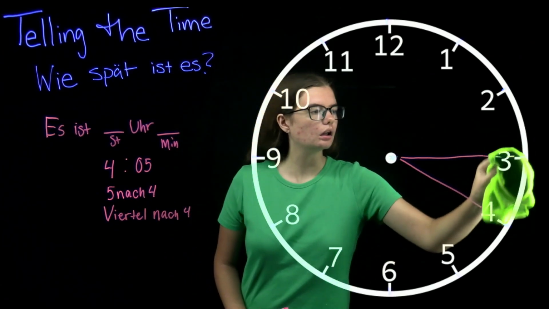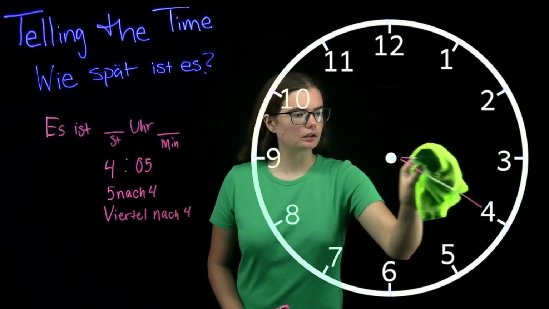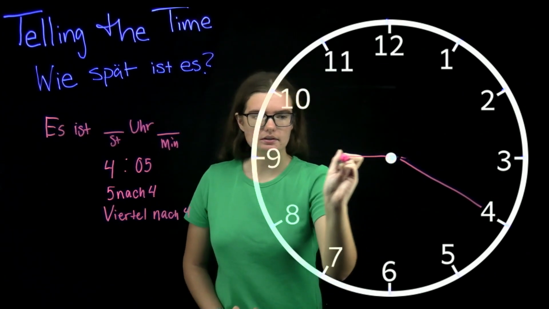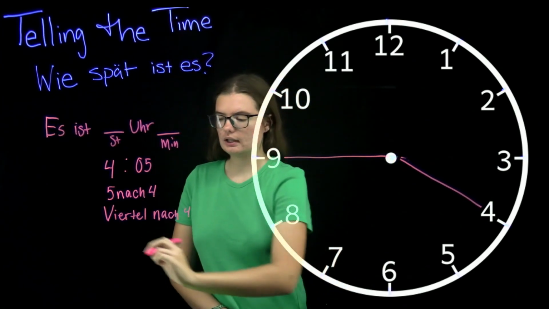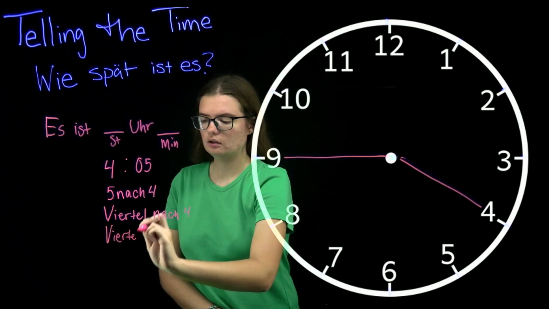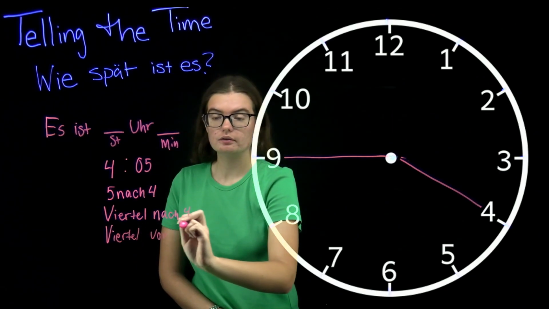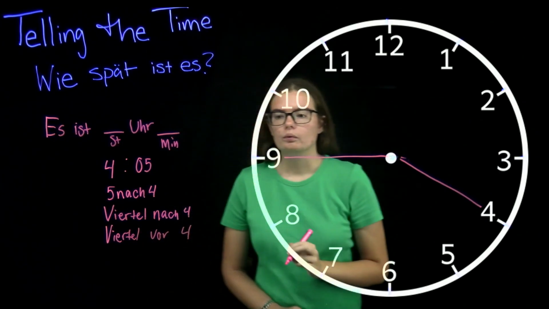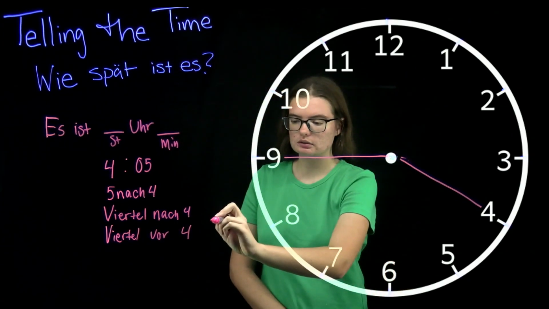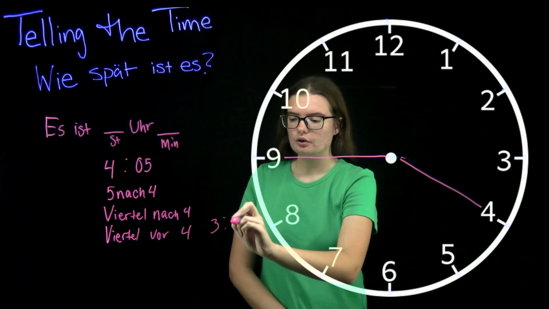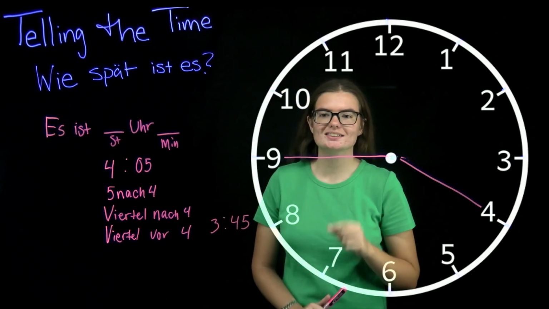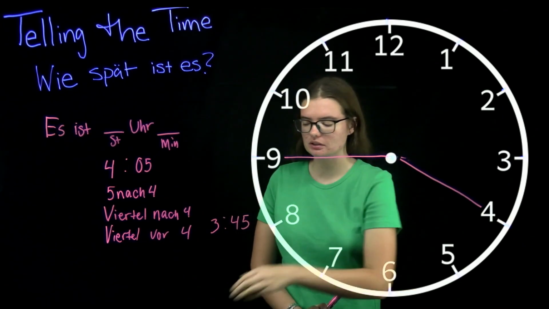Or if the clock read like this, you would say "es ist Viertel vor 4," which means quarter to 4, which is much easier than saying "3 Uhr 45," right? It saves us a tiny bit of time, but it's convenient.